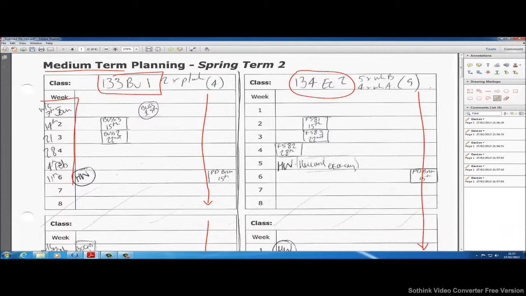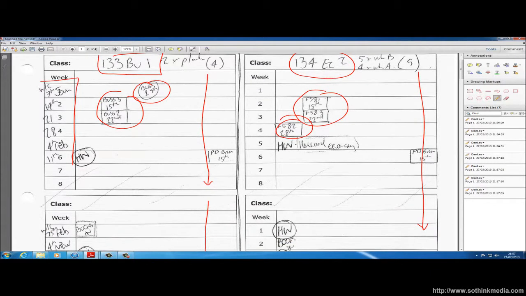Now at this point I can quickly see that I've got a lot of exams building up here, a lot of resits and actually modular exams for these two groups. So I want to remain flexible in terms of the homework that I set around this point. Therefore I've not actually scheduled it in on this medium term. But immediately after that I have tried to go back to my routine, and we can see I've got a homework set there and another homework set here for 133 business.